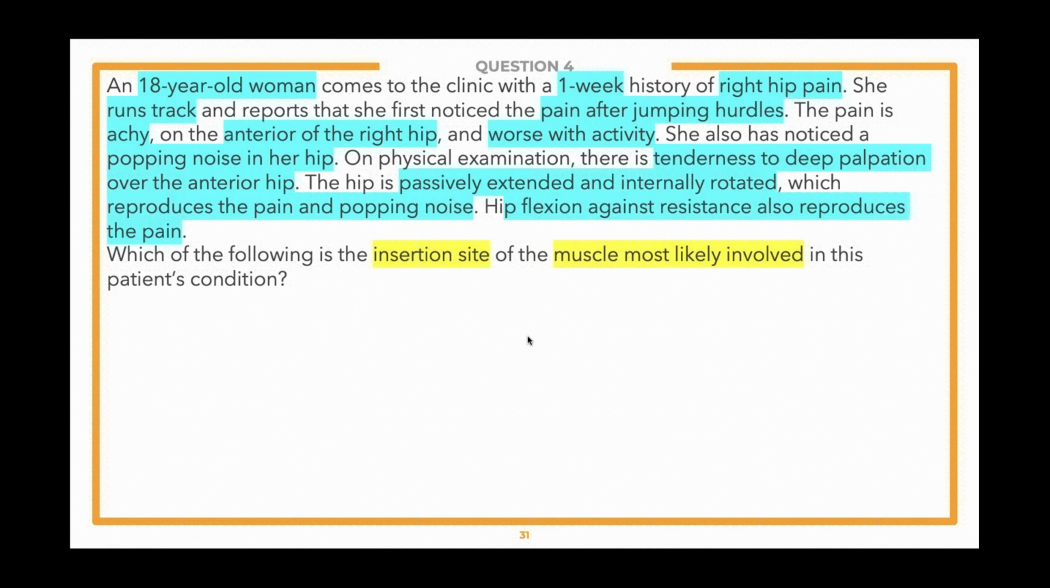So I think in this question, we've got a couple steps here. First, we've got to figure out what's going on with this patient. What is the issue in this patient? What muscle might be affected? Second, what is the insertion site of that muscle? So let's go ahead and take a look at those answer choices.